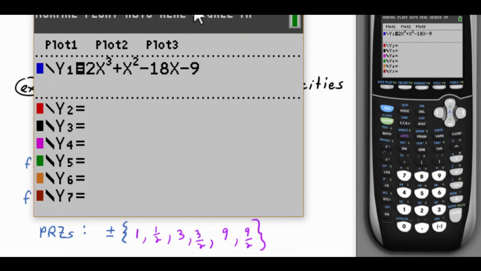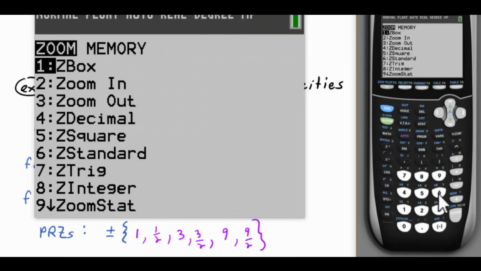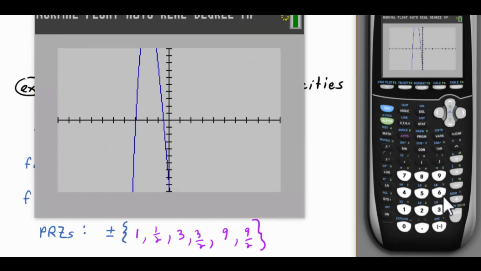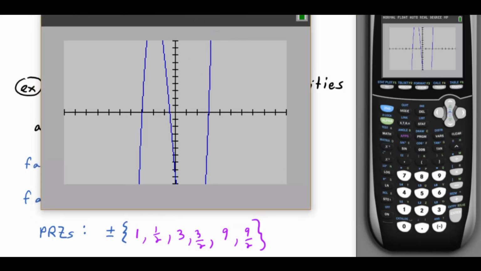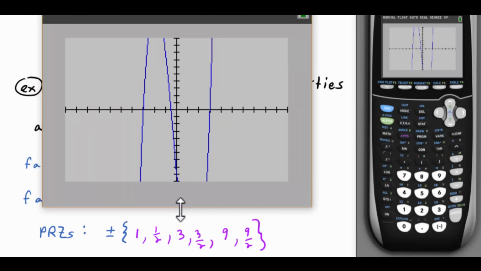Okay. Then go to zoom number 6. That'll put it on a standard screen from -10 to 10. I don't see the peaks and the valleys, do I? But I don't care. I'm just looking for x-intercepts. Okay, so look at our list of possible rational zeros, plus or minus on all of these. And then look on the graph where it appears the x-intercepts occur, the x values of the x-intercepts.